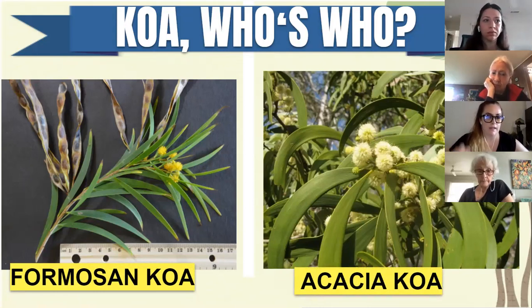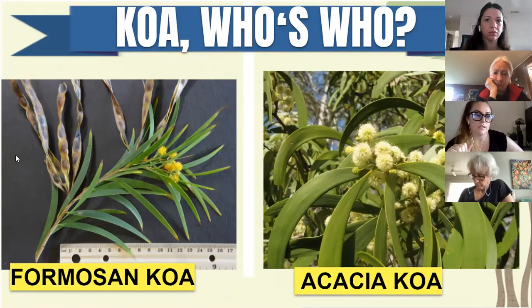So just kind of as we look, you can tell that those fuzzy flower balls are a lot lighter and bigger on the acacia, as well as the leaves are a lot bigger on the acacia koa compared to the Formosan. And those twirly seed pods on the Formosan give it away as well.